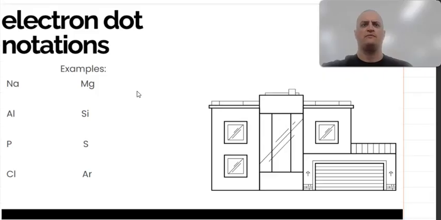So sodium is in group 1, so it has 1 valence electron. Magnesium, group 2, so it has 2. Aluminum is in group 13, so it will have 3. You notice how I'm putting these separate. Silicon, group 14, so it has 4. And that's because electrons are negatively charged. They want to be apart as opposed to together.